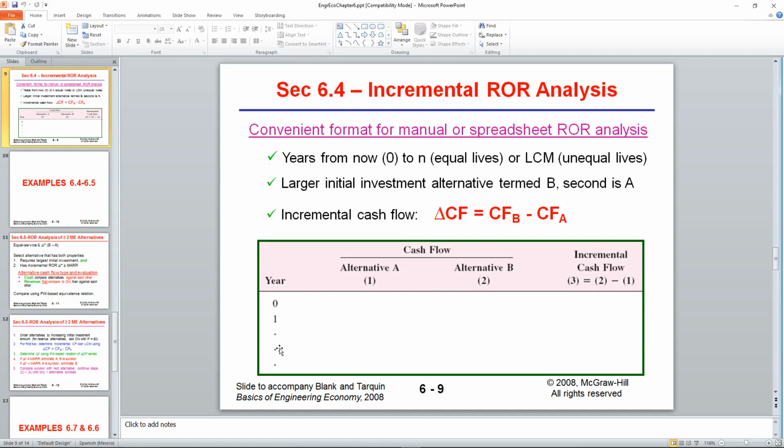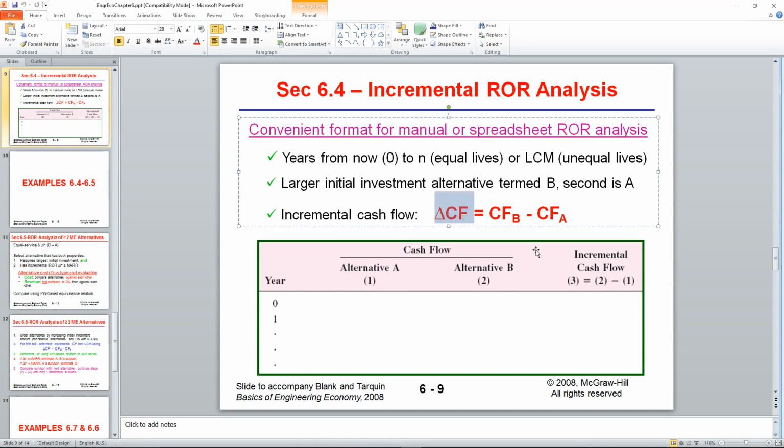Hello guys, we're going to continue with the rate of return analysis. One of the first steps in this analysis is that you complete an incremental cash flow table. So this table is going to look something like this, and it's going to be basically your cash flow diagram converted into a table form.